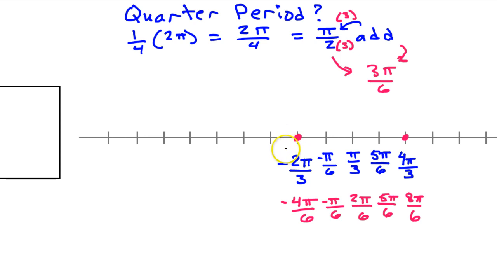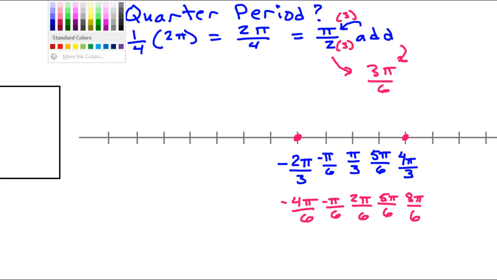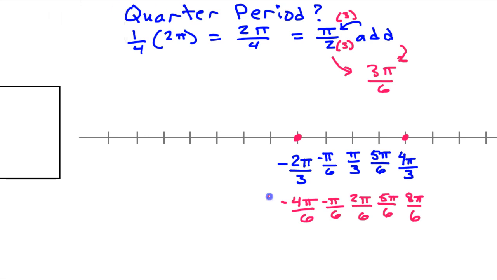But I need to do 2 periods, so I'd like to continue this pattern to the left. So again, using the pattern I already have set up, instead of adding, I can just subtract as I go to the left. Alright, so this next mark over. So I'm going down by 3 now. So if I go down by 3 from negative 4, that's going to put me at negative 7 pi over 6. If I go down 3 more, that's going to be negative 10 pi over 6.